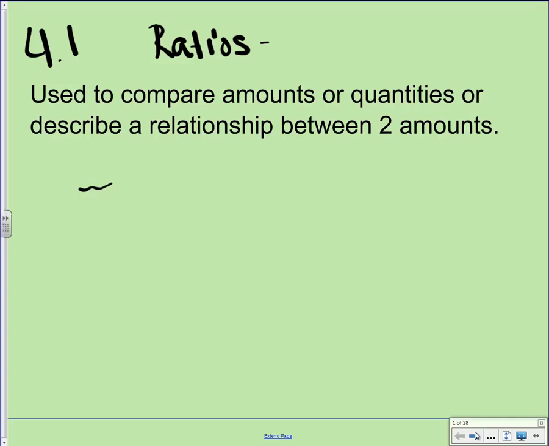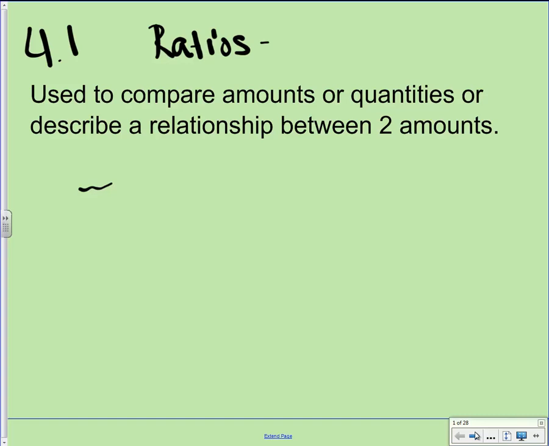Okay, so we're going to cover section 4.1. This section is about ratios, and I've typed up a definition of what ratios are. Ratios are used to compare amounts or quantities, or used to describe a relationship between two amounts.